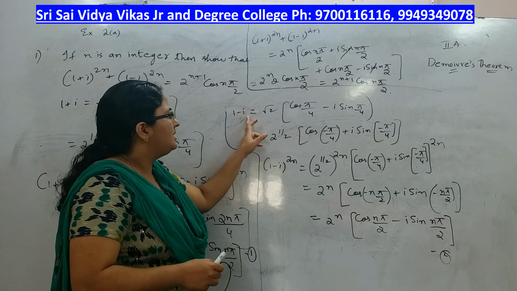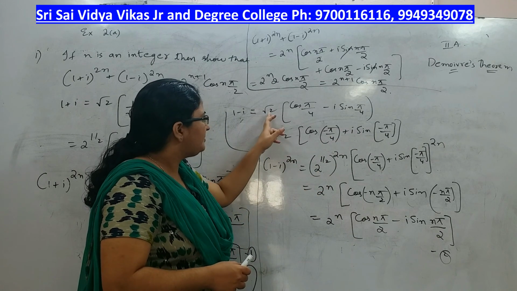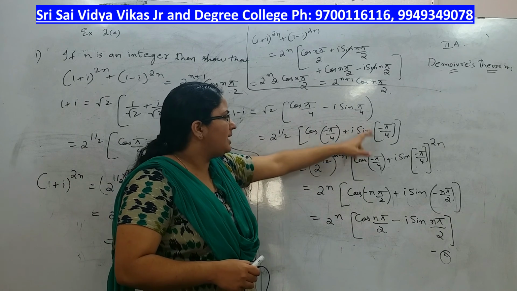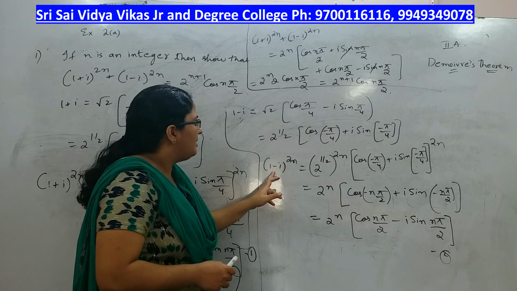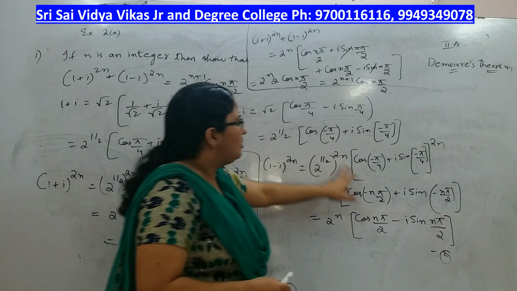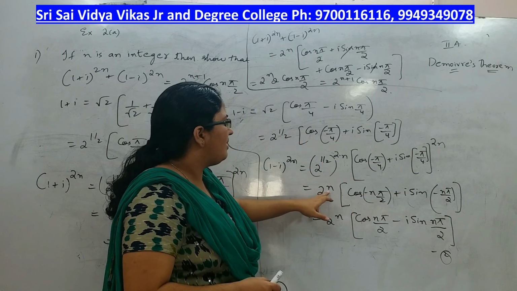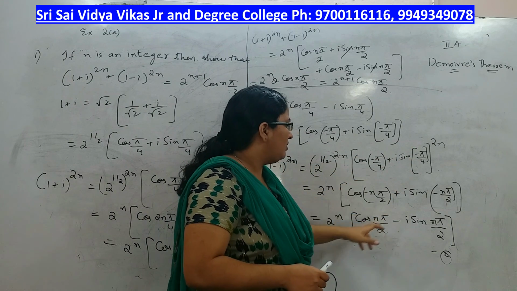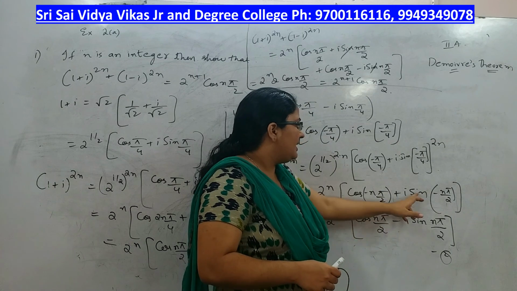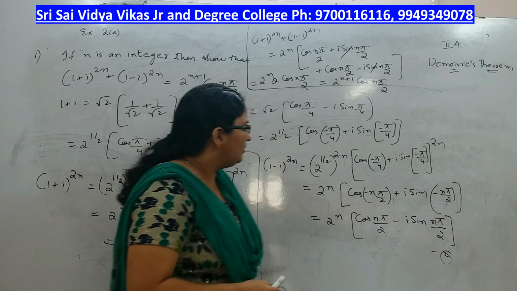Now 1 minus i is equal to root 2 into (cos pi by 4 minus i sin pi by 4). This can be written as 2 power 1 by 2 (cos minus pi by 4 plus i sin minus pi by 4). (1 minus i) whole power 2n is equal to (2 power 1 by 2) whole power 2n, this whole power 2n. So the 2 gets cancelled, you have 2 power n. This 2n comes down, you have cos minus n pi by 2 plus i sin minus n pi by 2. Take minus sign out, you have cos n pi by 2 minus i sin n pi by 2.